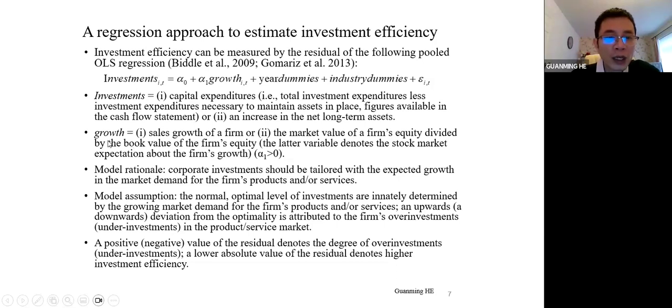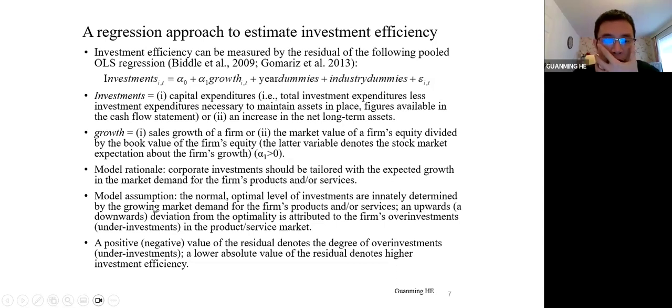And we can measure the growth by either the sales growth of the firm or the market to book ratio. The second variable reflects the stock market expectation of the company's growth prospect. And the coefficient of this growth is expected to be positive and statistically significant. The rationale underlying the model specification is that the corporate investment should be tailored with the expected growth in the market demand for the firm's products and or services.